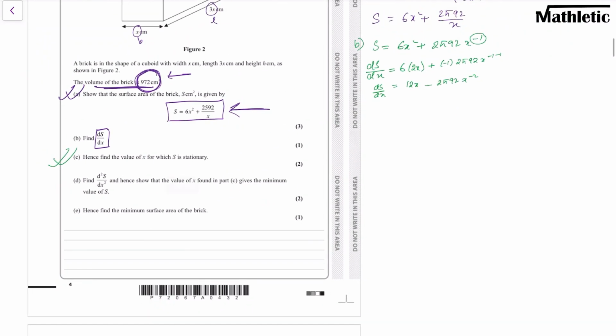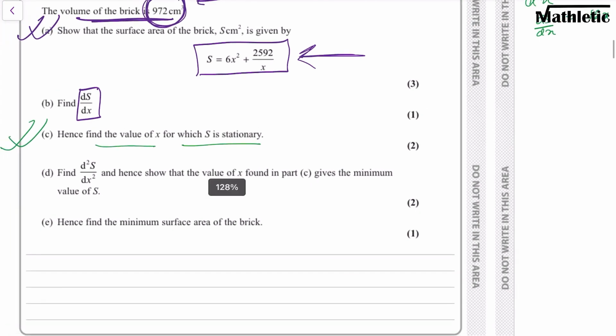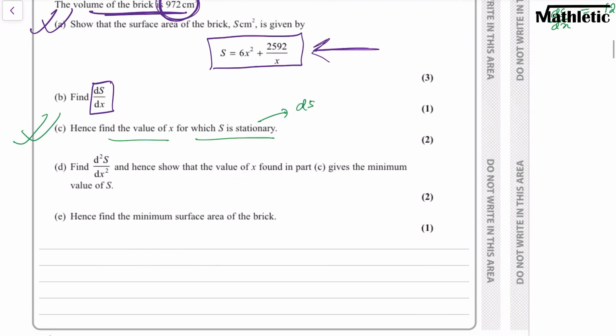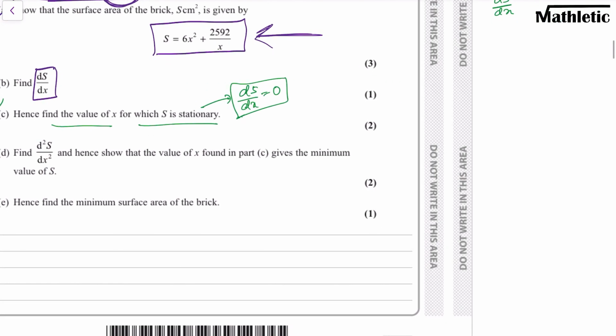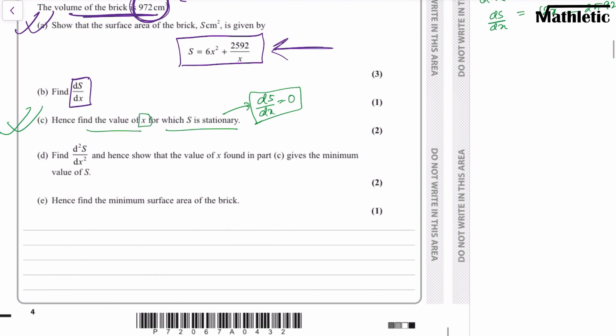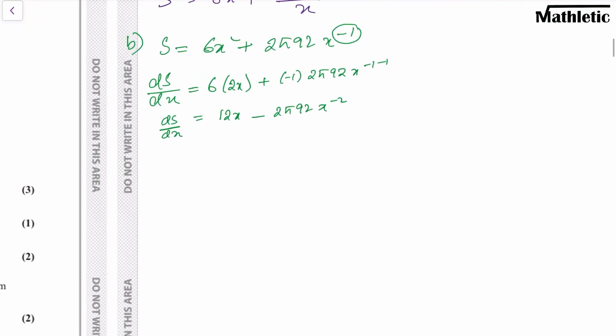For part C, we need to find the value of x for which s is stationary. For stationary, ds by dx is 0. For maximum, minimum, turning, stationary, all of these situations represent the same concept. Differentiation is 0. So we need to find the value of x. So ds by dx equals 0. Therefore, 12x minus 2592, if I shift this to the denominator, now this is equal to 0.